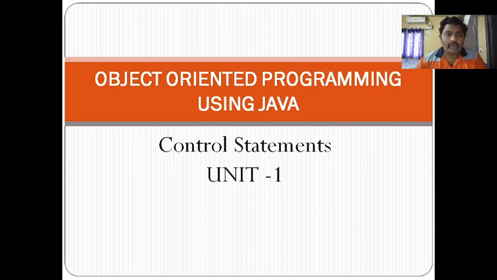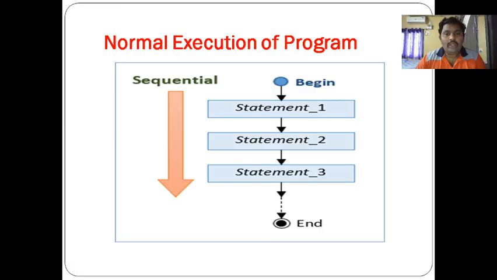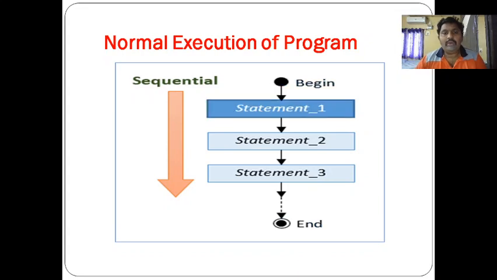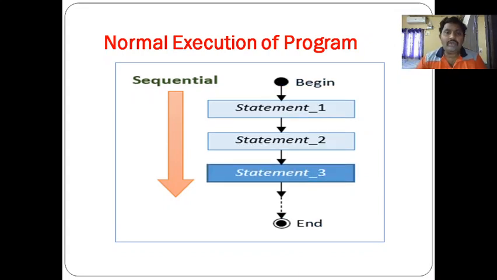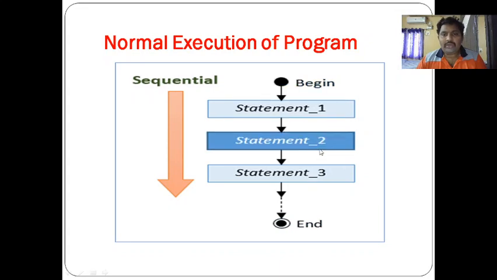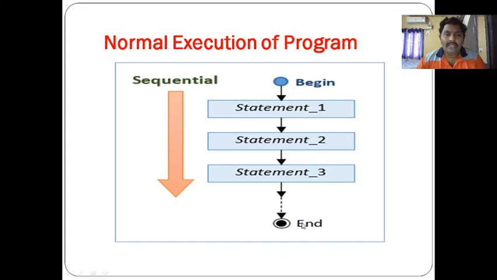Good morning. Today we are going to discuss control statements in Unit 1. Normally in any programming language, if you write a sequential program step by step, it is going to execute like this. First statement 1 is going to execute, after that statement 2 executes, after that statement 3 is going to execute, and finally the program may be terminated. This is the normal sequential way of executing a program.